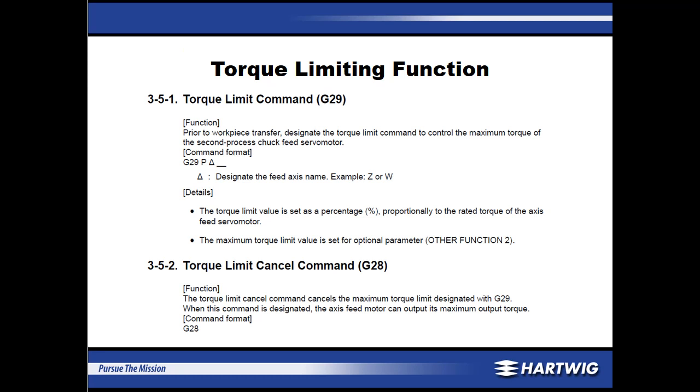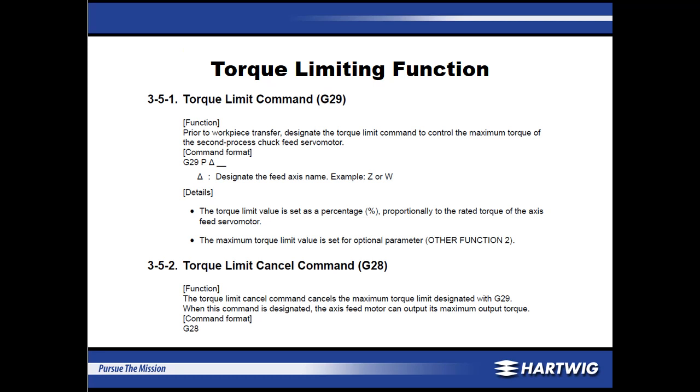I talked a little bit about torque limiting function. This is the cutout from the programming manual on what torque limiting command does, and this is what it would look like. So G29, P, triangle. You can see triangle is your axis. So for a subspindle transfer, we would have G29, PW equals 30.